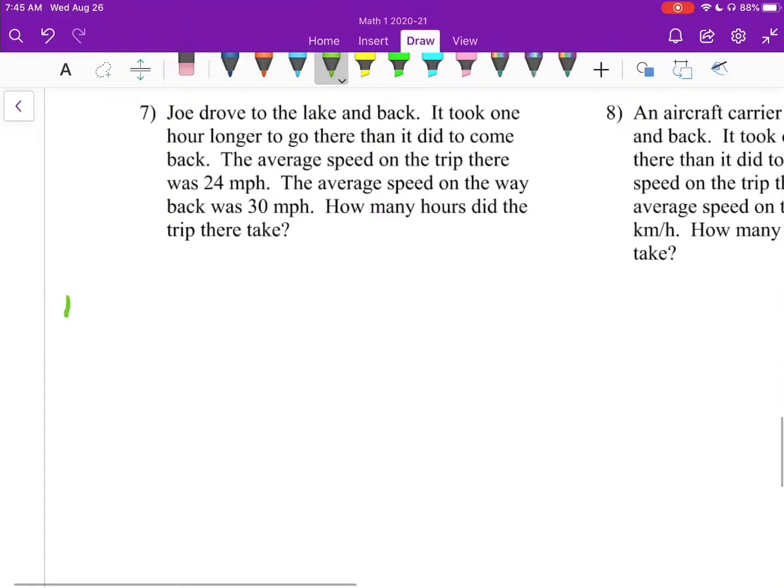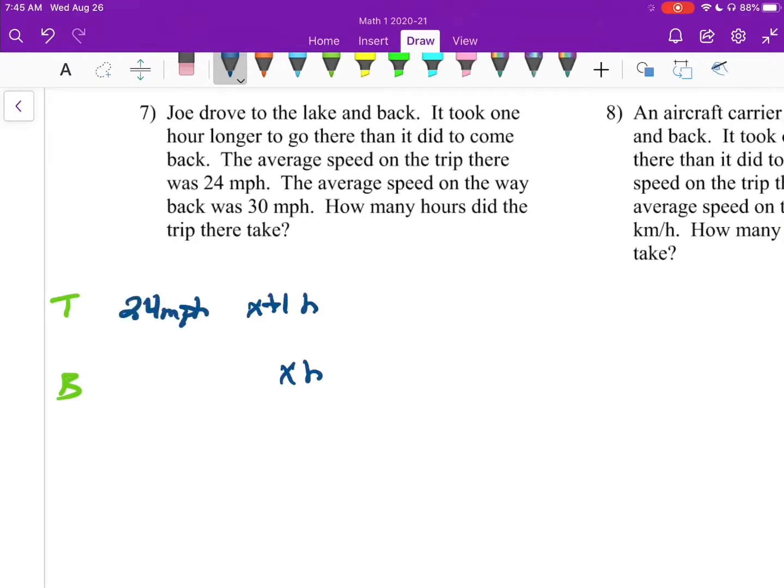So we'll say there and back. It took 1 hour longer to go there than it did to come back. So we'll say we have x hours in the bottom and x plus 1 hours in the top because it took an hour longer. The average speed on the trip there was 24 miles per hour, and the average speed on the trip back was 30 miles per hour.